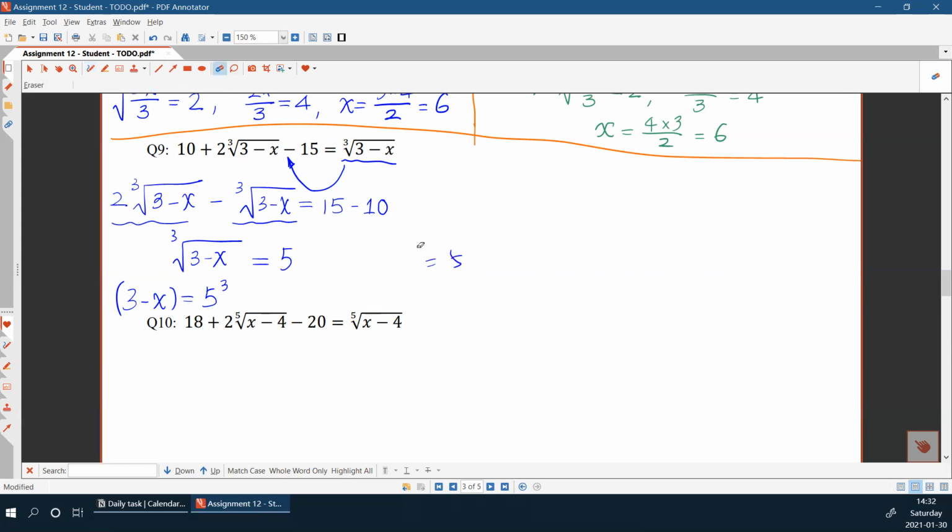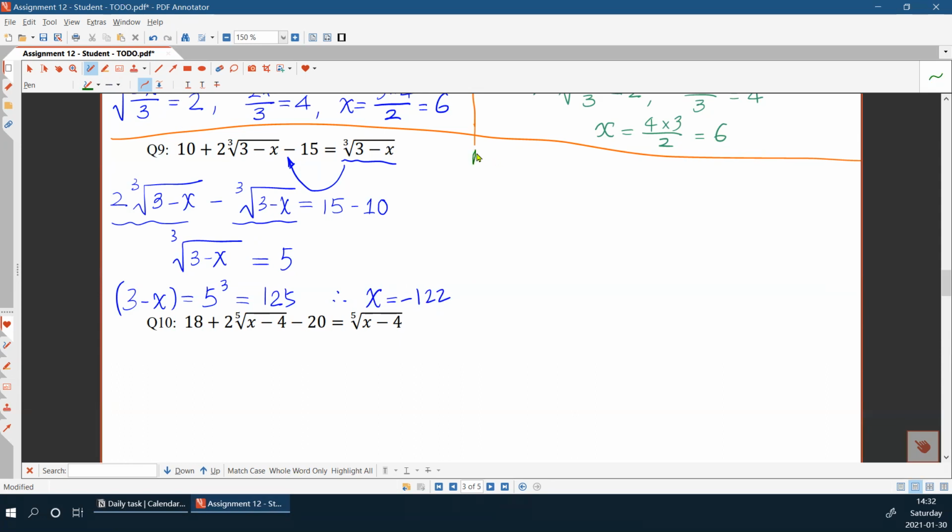Understand? So here you have 3 minus x is actually 5 raised to the third power, which is 125. Okay, so from this final equation, you can get that x is actually 3 minus 125, which is minus 122. Understand?